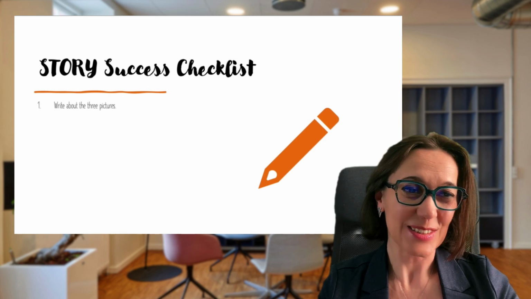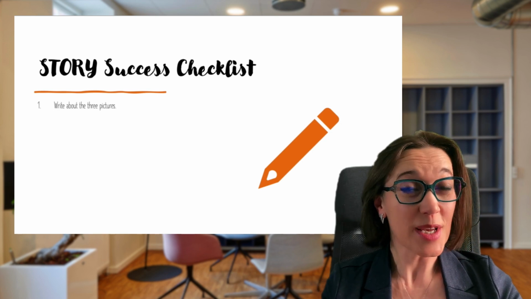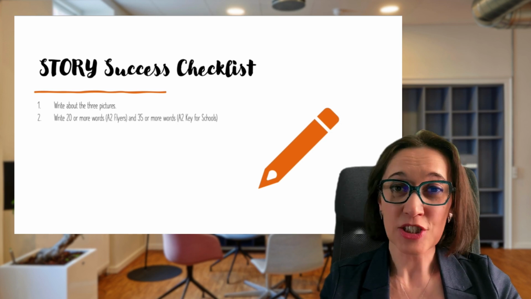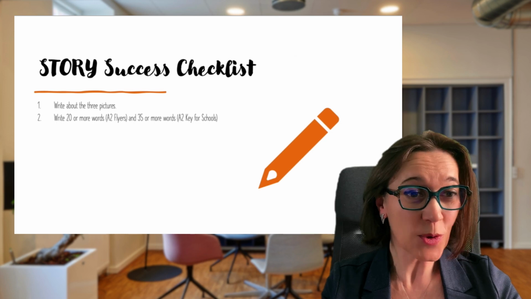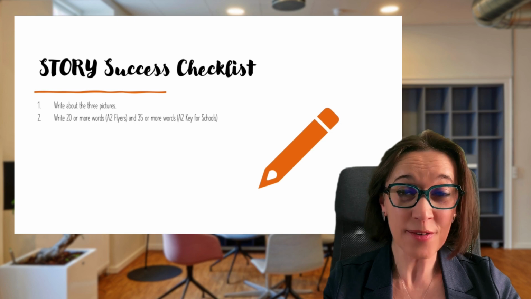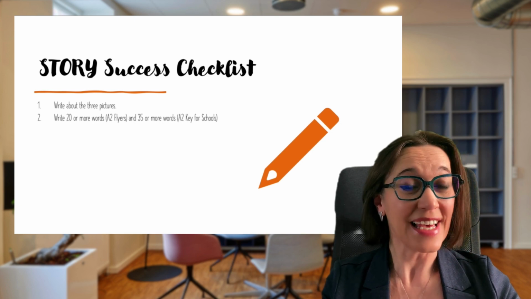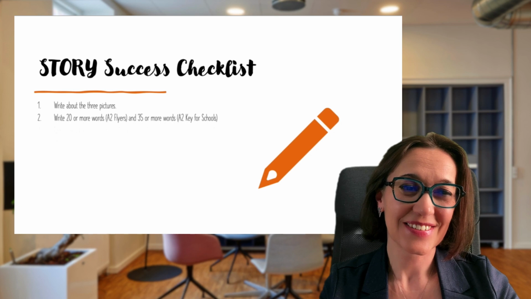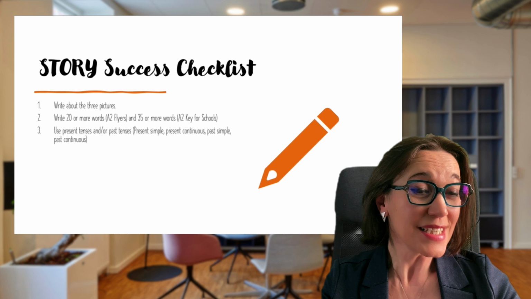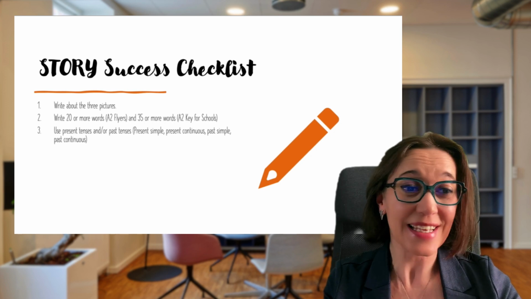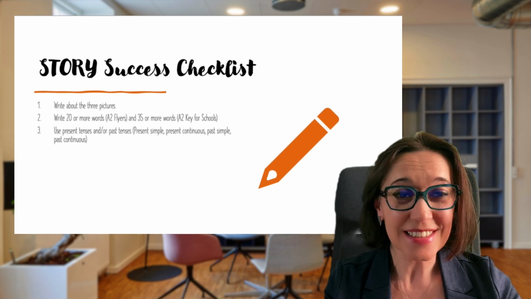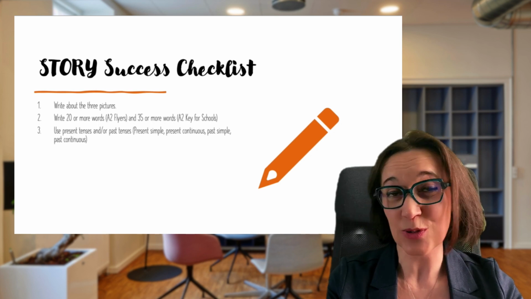Let's look at it. You must write about the 3 pictures. Don't leave any out. Make sure you write no less than 20 words in the A2 Flyers exam and no less than 35 words in the story for the A2 Key for Schools task. Use tenses correctly. This could be present simple and present continuous in the Flyers task and past simple and past continuous for the A2 Key for Schools task.